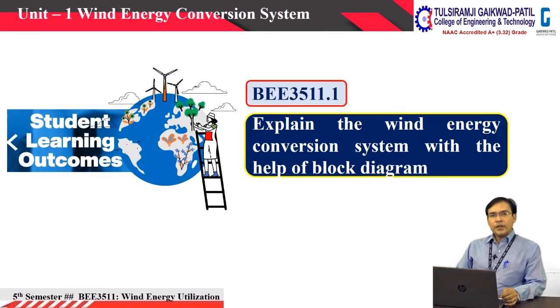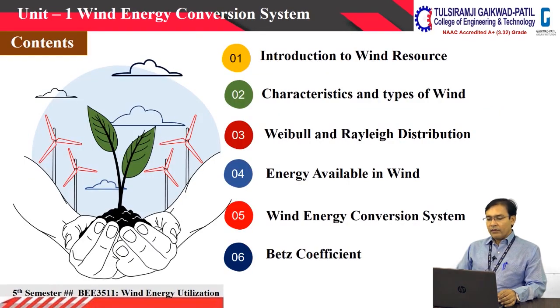The learning outcome of the wind energy conversion system unit is that after the completion of this unit, the learners will be able to explain the wind energy conversion system with the help of block diagrams. So, these are the contents of this particular unit. First, we will have a look at the introduction to wind energy resources, then characteristics and types of wind, followed by Weibull and Rayleigh's distribution, wind energy available in the wind, and the wind energy conversion system with a block diagram, and finally to conclude this topic we will deal with Betz's coefficient.